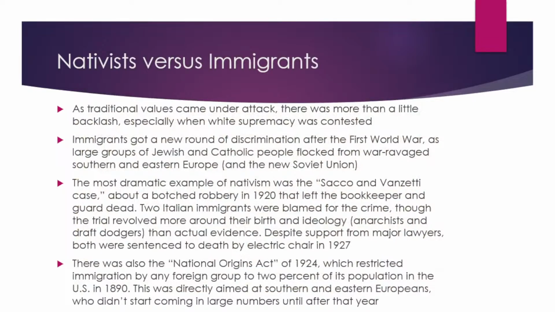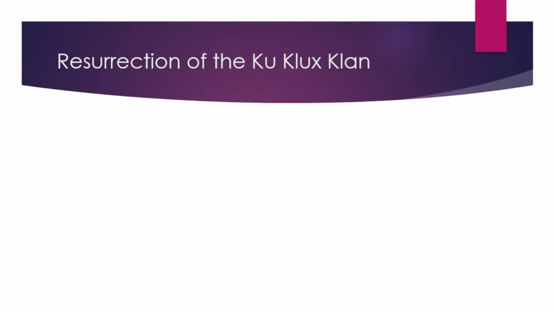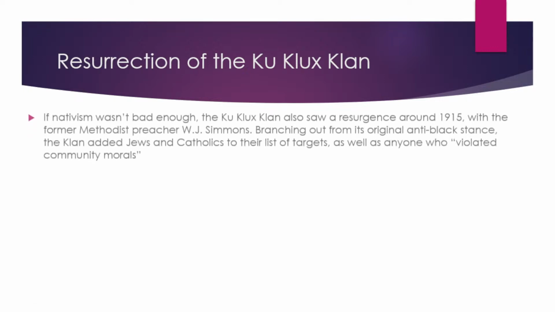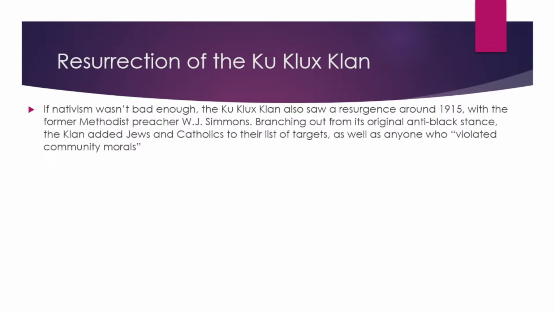Oh, speaking of bad things, that. So nativism was bad, but the Ku Klux Klan was back. Former Methodist preacher W.J. Simmons, and they decided they needed to become more diverse too. So rather than just being anti-black, they also added Jews and Catholics to the list of targets, as well as anyone they saw as violating community morals. So they were the moral police now, but also very violent.